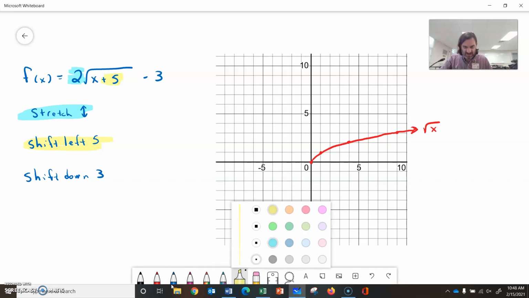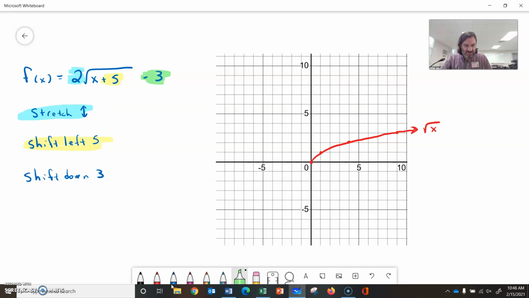So what have we got? We've got green here. So let's see what we can do with this. So let's make the moves first. Let's take this thing to the left 5 and down 3. So this is where we're going to be.